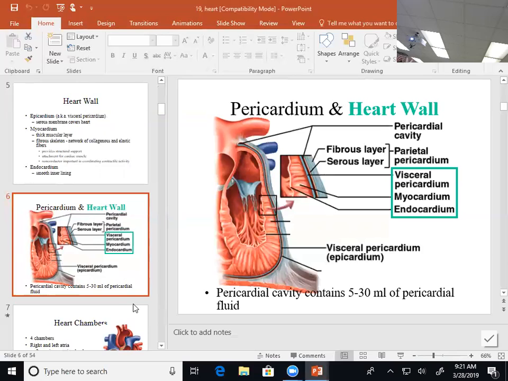Why do you want some fluid? It's called pericardial fluid. Why do you want fluid in this area? Why do you want it? So it doesn't rub, and there's not going to be friction here interfering with it. So it has to be just the right amount of fluid. But if there's too much fluid, it's impeding that filling, isn't it? All right. So y'all can picture that, can't you?